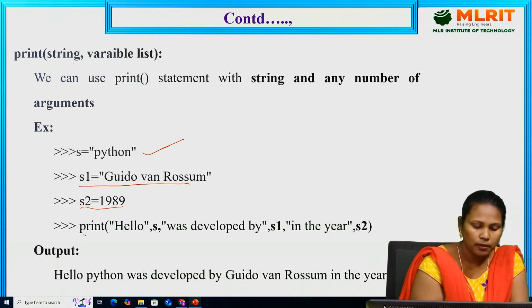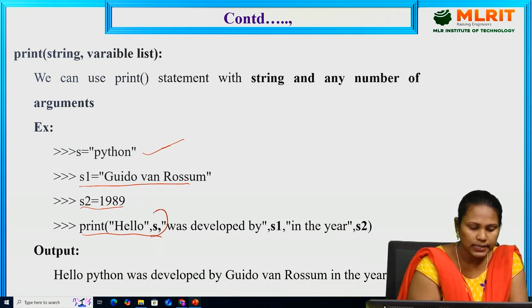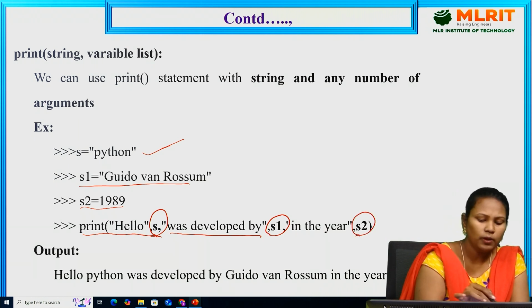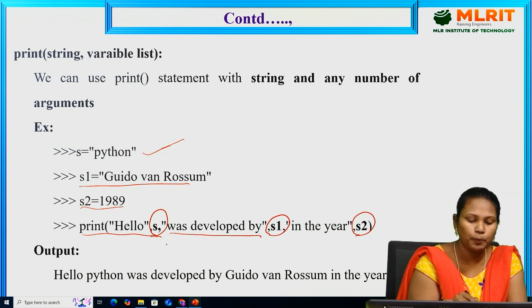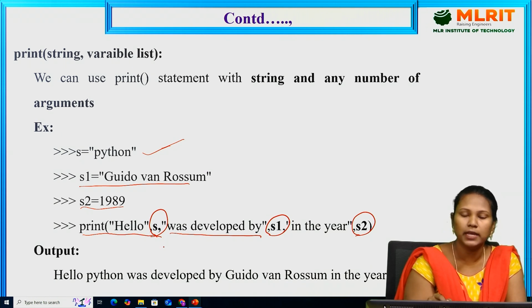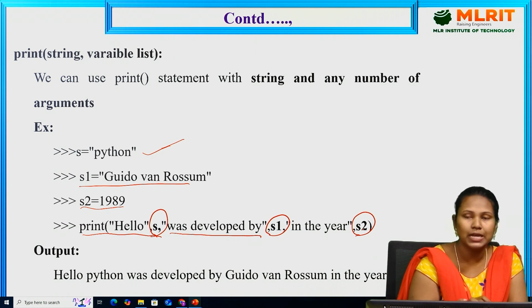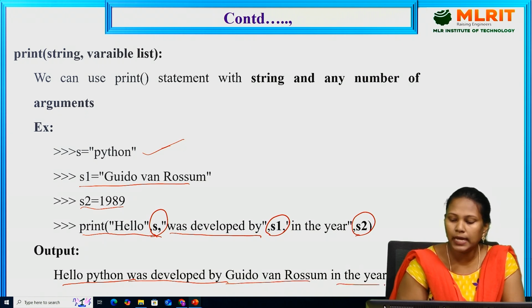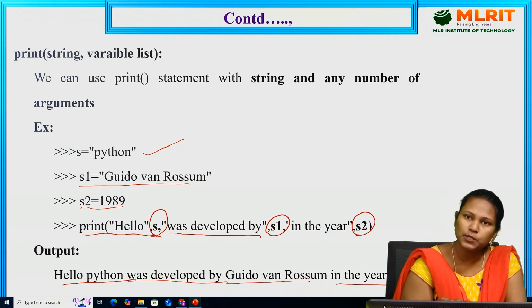So here print("hello", s, "was developed by", s1, "in the year", s2). So s displays the value Python, s1 is replaced with Guido van Rossum, and s2 is 1989. So the output is: hello Python was developed by Guido van Rossum in the year 1989. In this way also we can use the print statement.